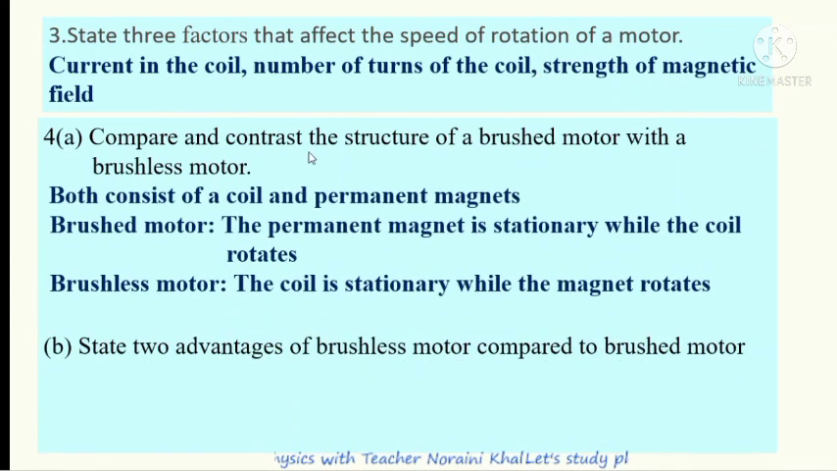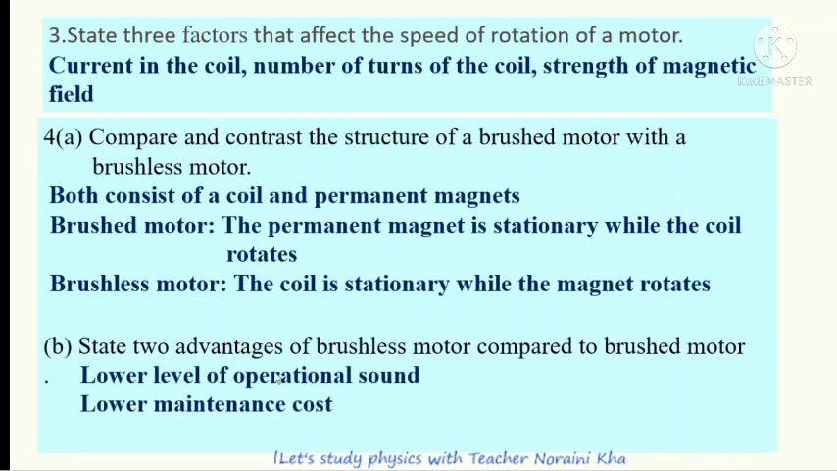Compare and contrast the structure of brush motor with brushless motor. Both consist of coil and permanent magnets. For brush motor, the permanent magnet is stationary while the coil rotates. For brushless motor, the coil is stationary while the magnet rotates. State two advantages of brushless motor compared to brush motor: lower level of operational sound and lower maintenance costs. So the brushless motor actually is more efficient compared to brush motor.